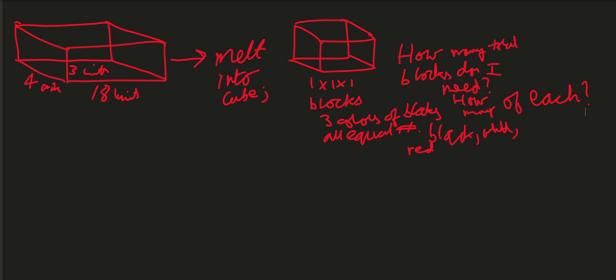And 3 equal blocks, all equal number. What does the 3 part say? 3 colors of blocks. I have red blocks, white blocks, and black blocks.